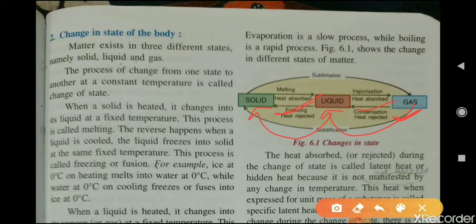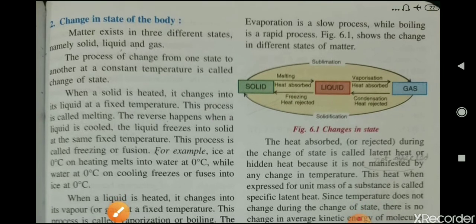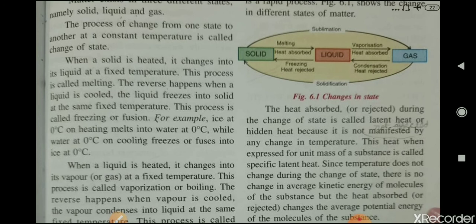We can take the example of ice. When ice is heated, it changes into water, that is, it melts. When water is heated, it changes to water vapor, or we can say steam. When steam gets cooled down, it changes to liquid, and when liquid freezes, it forms ice. That is known as freezing. So this is the change of state.